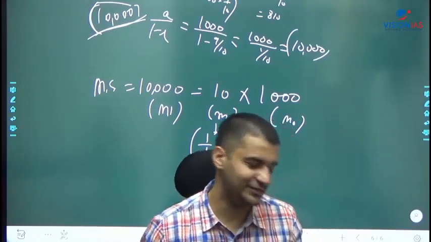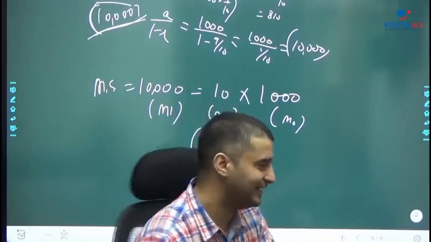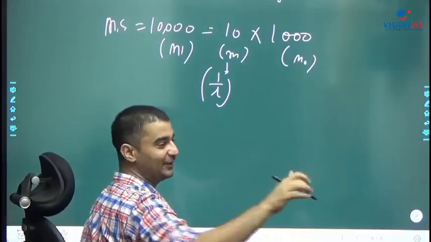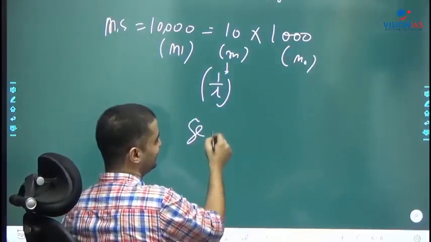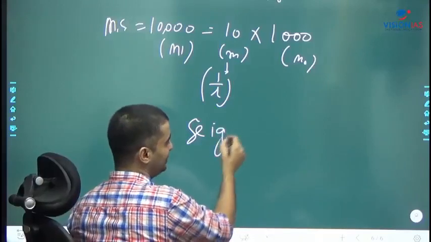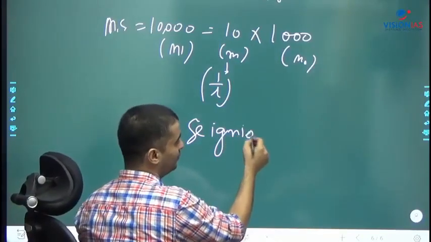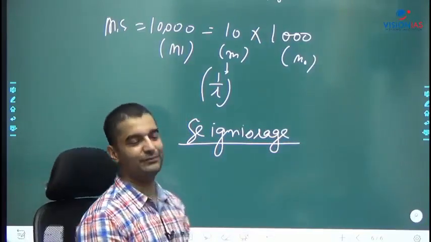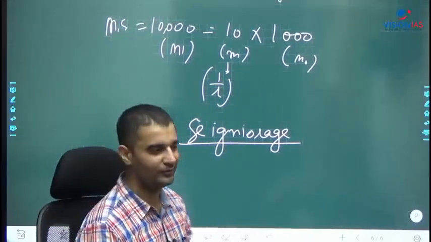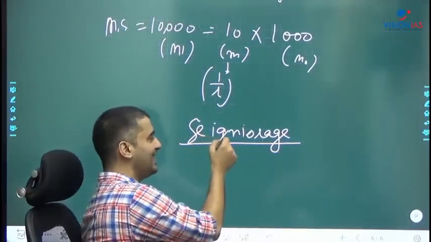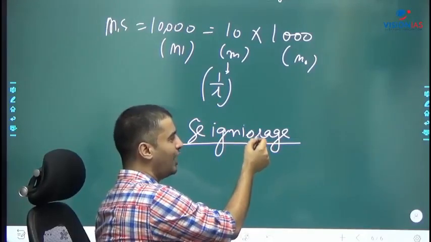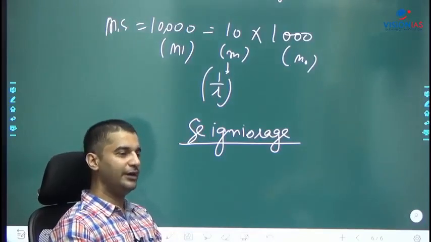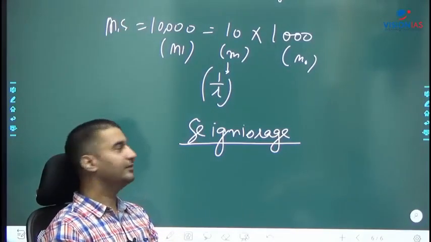seigniorage. I had to Google the spelling. I'll write down the spelling here. Pardon my French. आप भी Google कर सकते हो. मैं भी स्क्रीन पे देख के लिख रहा हूँ. SEIGNIORAGE. Pardon my French if I am not able to pronounce or write it down properly. The income of RBI is sometimes referred to as seigniorage.